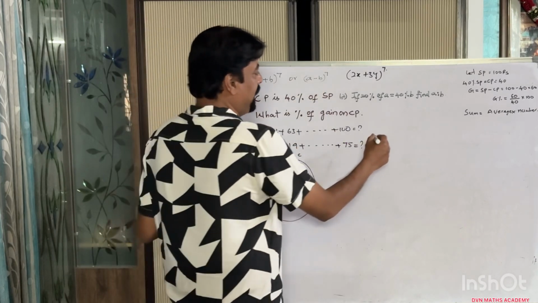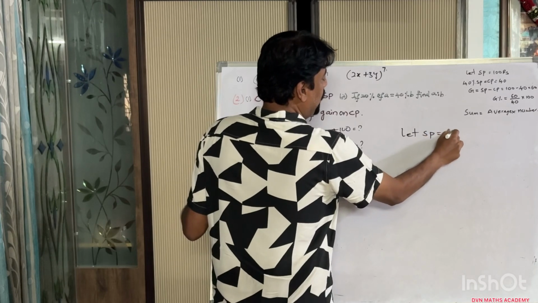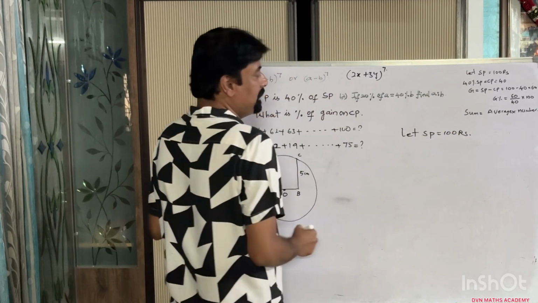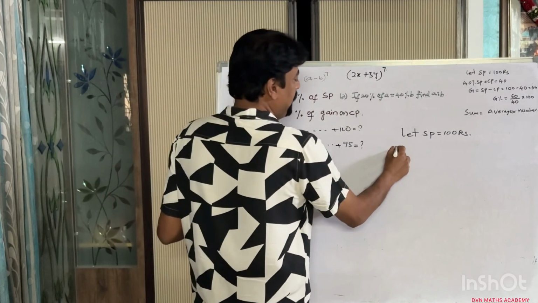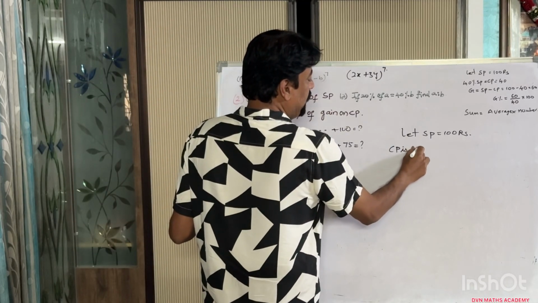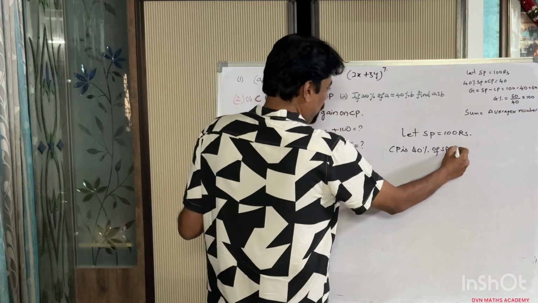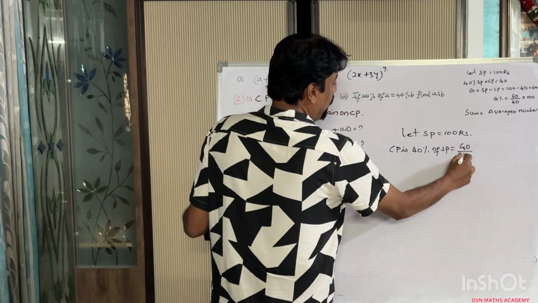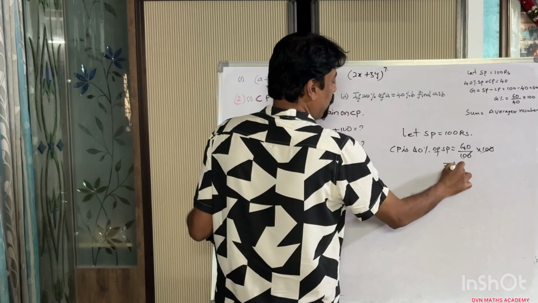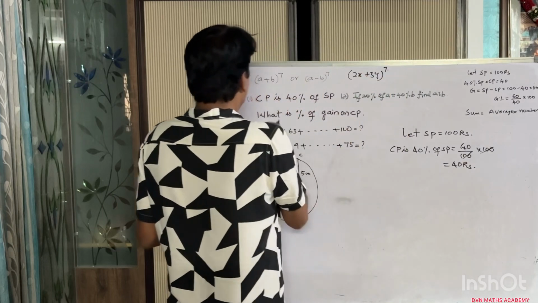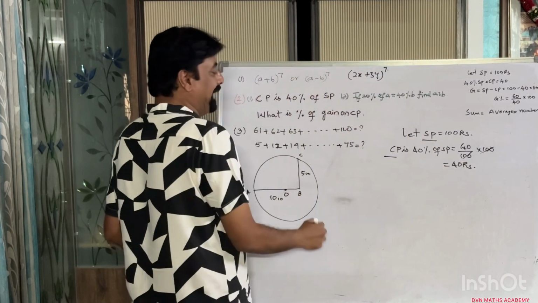Let SP be, you say that, 100 rupees. For example, SP is 100 rupees. Therefore, CP is 40% of SP. That is equal to 40 by 100. Our SP is 100. We will cancel. So this is 40 rupees. Now I got CP and I got SP. So what is the gain percentage?